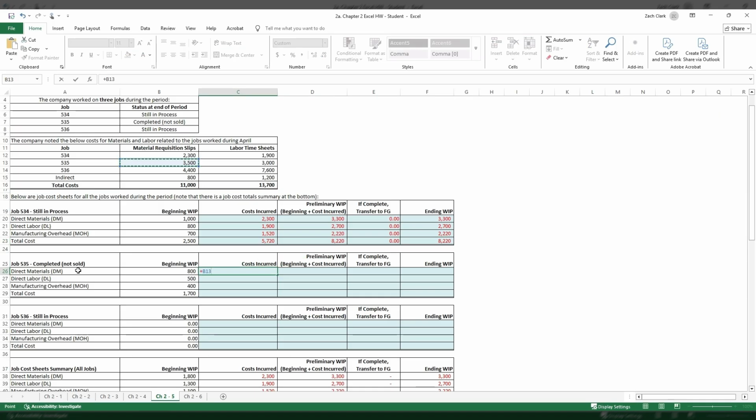So we've got materials that were added in. We've got labor here, 535, go to the labor, 3,000. And then we have this formula up here, so let's copy that, paste it down here. What that's going to do is just multiply that 80% again times the direct labor cost to give us the total.